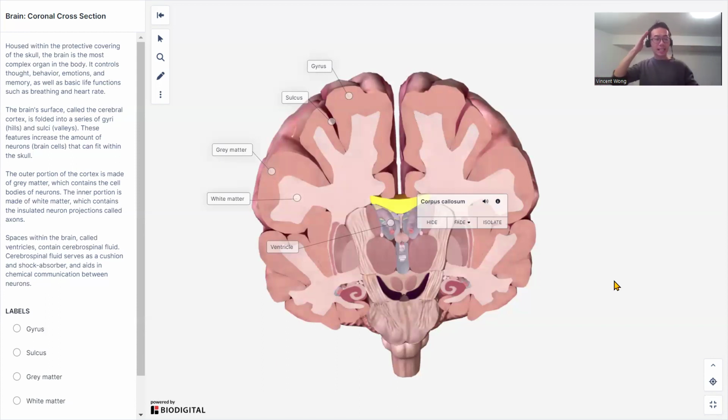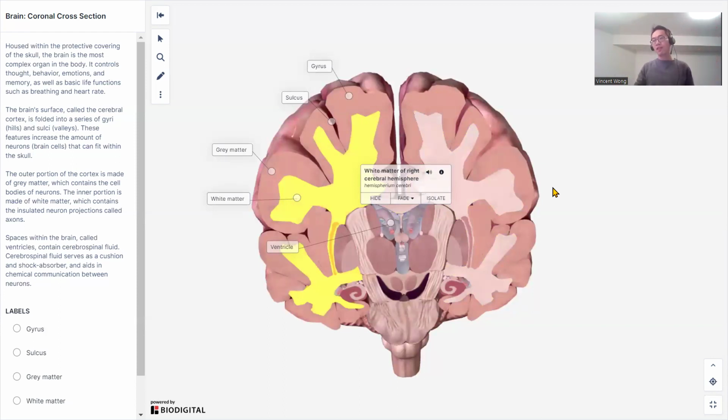So the corpus callosum is responsible for transmitting information between the two hemispheres. If your right brain needs to communicate with the left brain, it has to send the signal through the corpus callosum. All this white matter is basically an extension of those white fibers that go into each hemisphere, and it allows the two halves of the brain to communicate with each other.